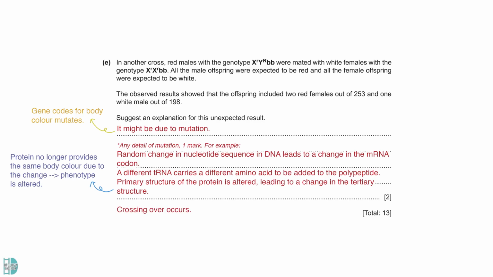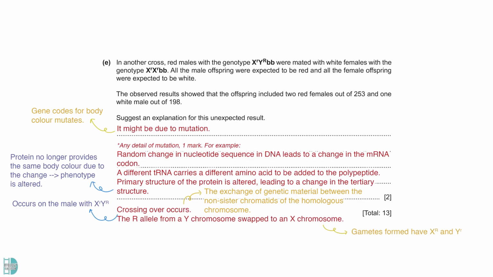Another reason is crossing over. Crossing over is the exchange of genetic material between the non-sister chromatids of the homologous chromosome. The red male with an X small r and a Y big R chromosome experience this. The big R allele from a Y chromosome swapped to an X chromosome, resulting in a gamete with X big R and another with Y small r. When these gametes fuse with the female gametes, we will get X big R, X small r, which is a red female, and X small r, Y small r, which is a white male.